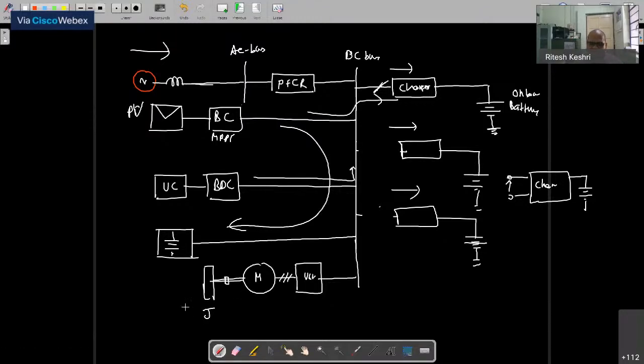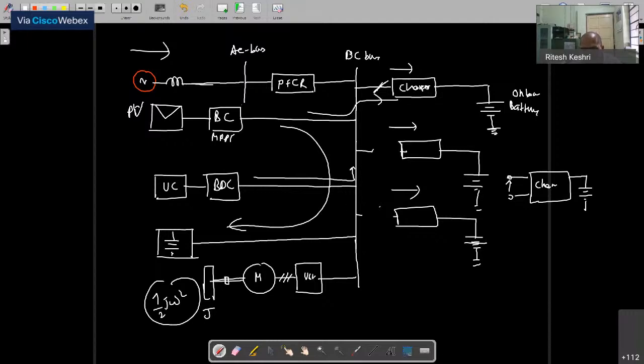This is mechanical power, and its momentum is very high, storing energy as 1/2 J omega square. When everything is okay, it is receiving some energy and it is constant. After some time, the balance will be maintained here. 1/2 J omega square is stored here.